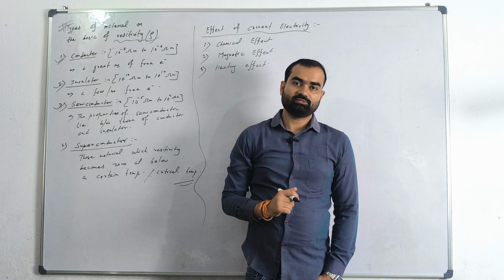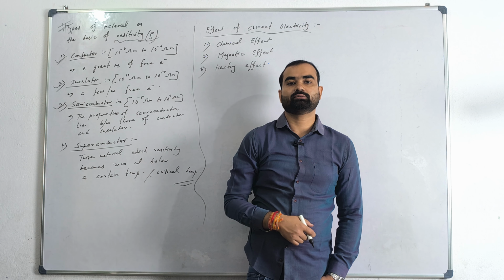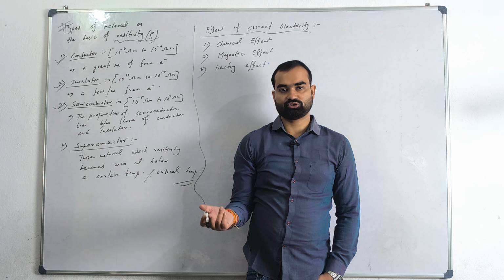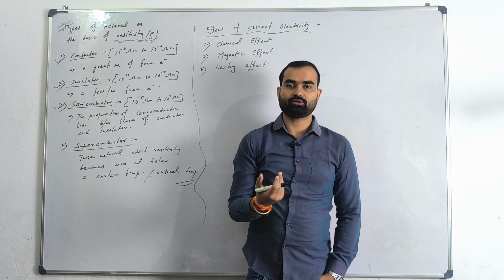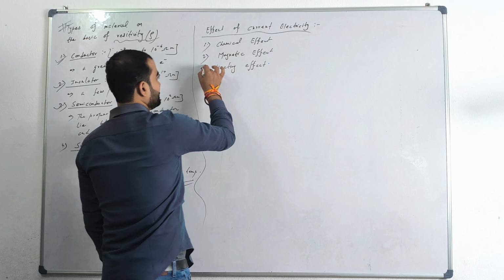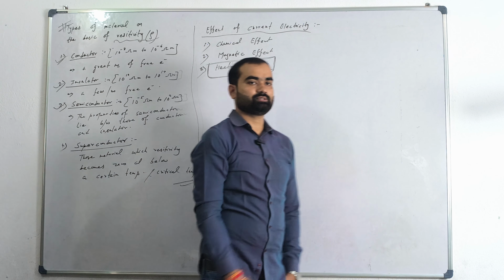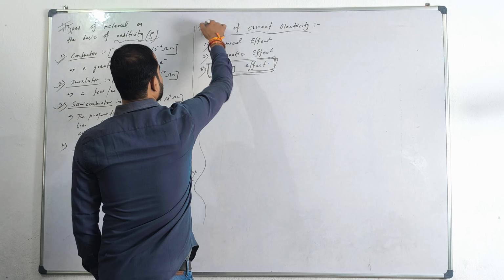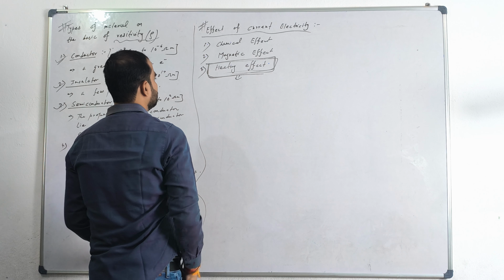The chemical effect of electric current is beyond the syllabus for class 10th or class 12th also. The magnetic effect of electric current is available theoretically, that is qualitatively, in the class 12th syllabus, and also a brief view of it in the class 10th syllabus. But the heating effect, Joule's law of heating effect, is available in detail in the class 10th syllabus. That's why we are going to study the heating effect of electric current in the section on effects of current electricity.